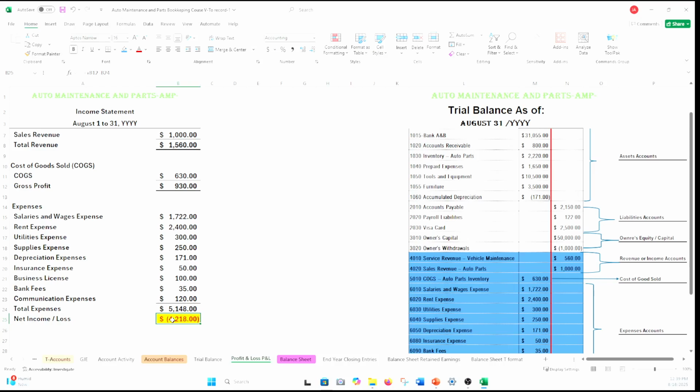Now, I wanted to do the profit and loss or income statement first because we need this amount to present it or to transfer into the balance sheet. So let's move to the balance sheet. I hope this is clear for you guys, but let me move to the balance sheet.